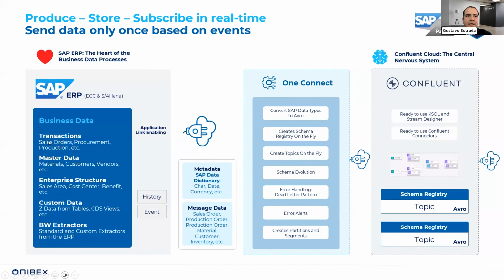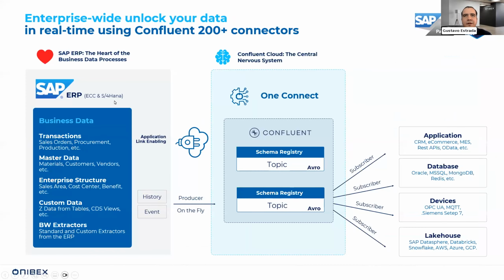That we're going to see a combination of transactional data, master data, enterprise structure data, and we can also send custom data from tables and CDS views because it works for both ECC and S/4HANA. So once we get the data in Confluent, we can have n numbers of subscribers, whether that is an application, a database, a device, or a lakehouse.